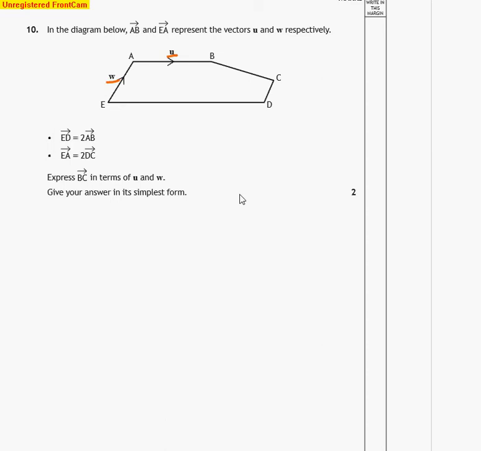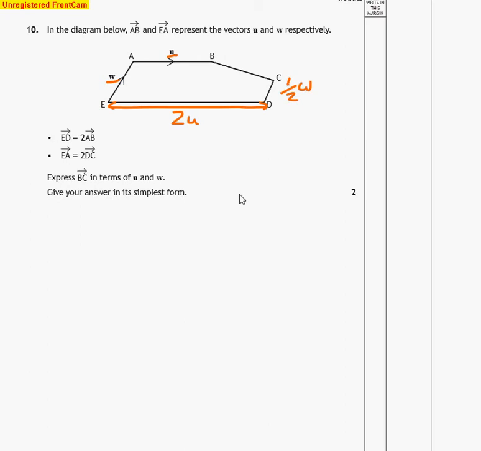Now, they've drawn this diagram out, and I think we should just label up what they're telling us down here. So it's saying that ED is equal to 2AB. So where's ED? There's ED there. So this length along here is equal to 2 times AB. So that length there is 2U, isn't it? Because AB is equal to U, so it's going to be 2U. Simple. It's saying that EA, which is W, is equal to twice the length of CD. So CD is going to be a half W.